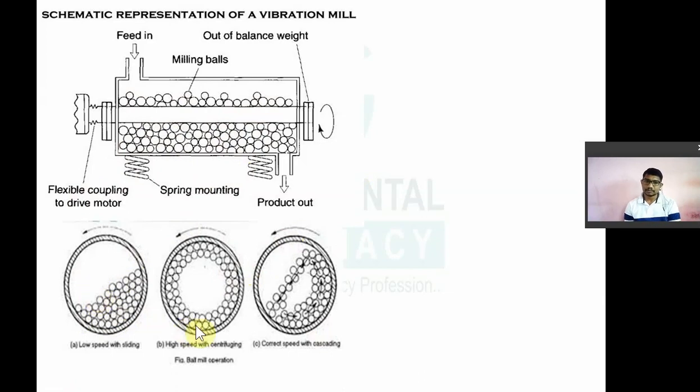In case of high speed, the balls will revolve around the container, and again there will be no size reduction. So you have to maintain an optimum speed for this ball mill, so that the balls go to a particular height and then fall on your material, so that there will be impact as well as attrition. Okay, that is the mechanism.